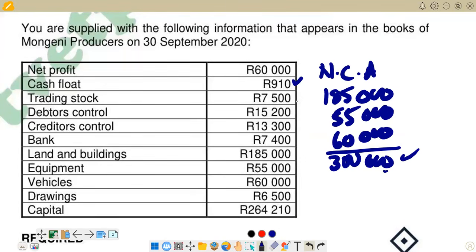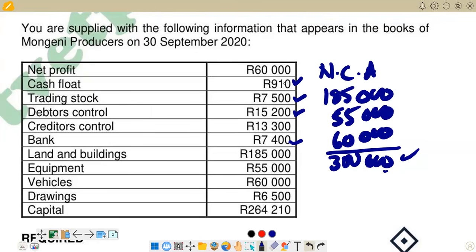Then we also have trading stock, which is also a current asset. Then we've got debtors control, which represents a current asset, and creditors control is a current liability, so we skip it. Then we've got bank, also a current asset. Then we go down to see land and buildings, equipment, vehicles, drawings, then capital. So these are the current assets that we have there.